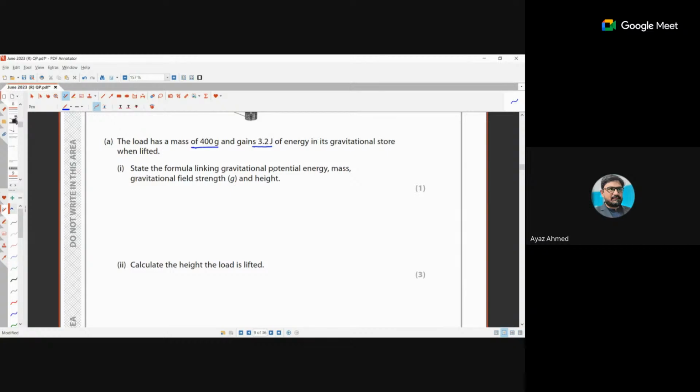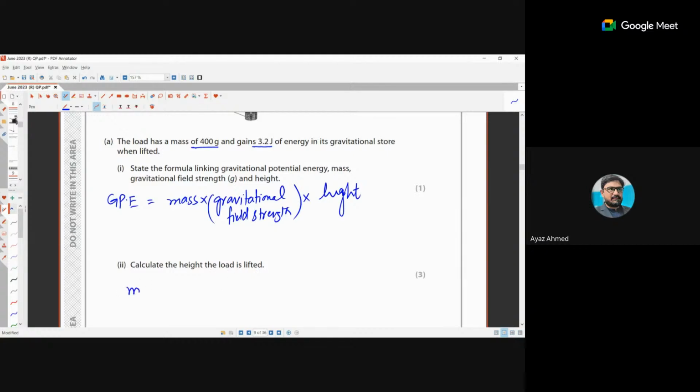State the formula that links the gravitational potential energy, mass, and height. So I prefer to write a word equation. That word equation means gravitational potential energy is equal to mass times gravitational field strength times the height traveled. Okay, then calculate the height lifted by the load.